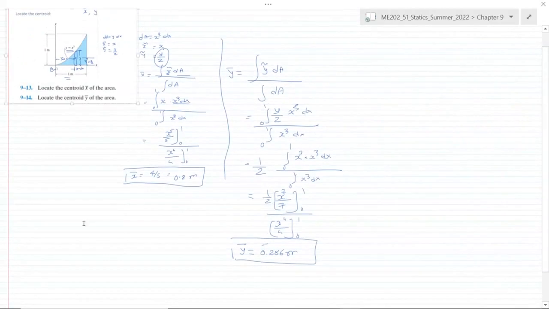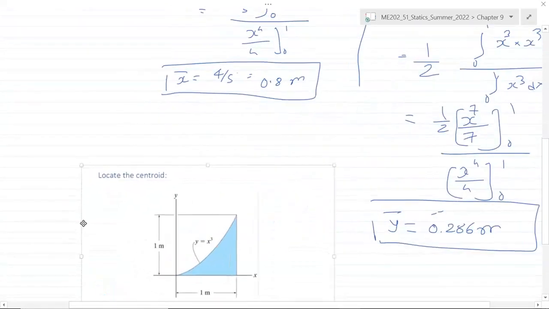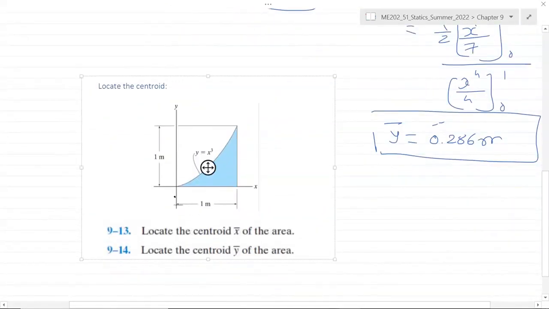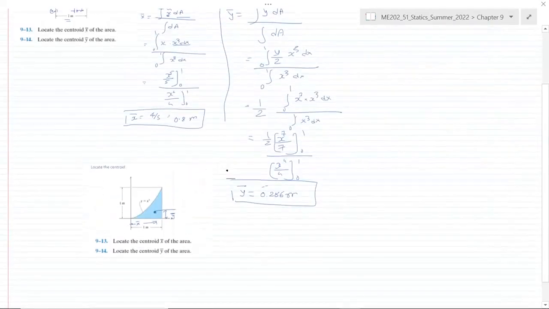So if we like to represent it graphically, then x bar is at 0.8. So this is 1 meter, so it's 0.8 somewhere here along the x axis, and y bar is 0.2, so somewhere here. So the overall centroid of this shape is here, which is x bar and y bar. Okay, so it's 0.8 along x, but it's 0.2 along y. So that's the overall centroid of the shape.